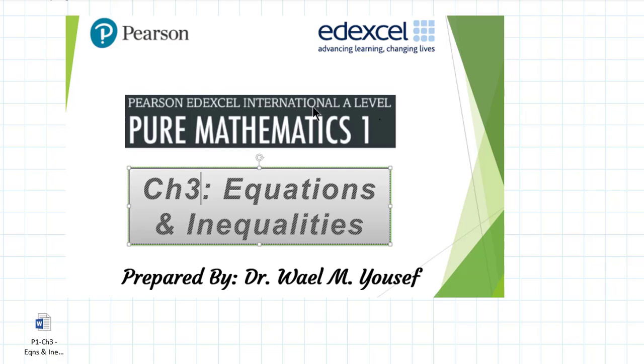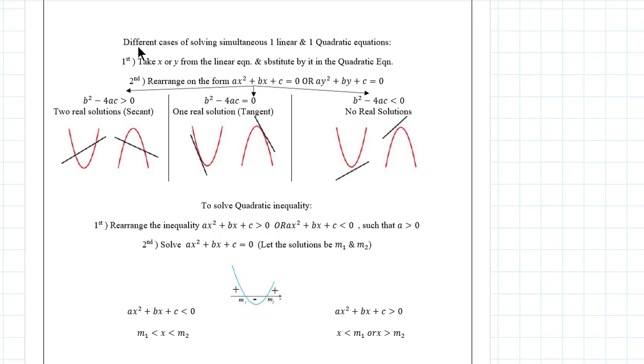Chapter 3, Equations and Inequalities. We can divide this chapter into three main points. First point is we have three different cases for solving simultaneous equations. One of them is linear and the other one is quadratic. And we should follow the following steps when we solve these problems.